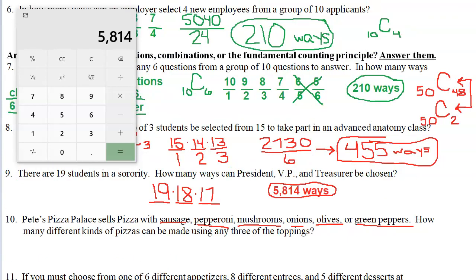So if you call in and you say, hey, I would like a pizza with mushroom and pepperoni and sausage. That sounds delicious, actually. You're going to get the same pizza as if you called in and said, I want a sausage and pepperoni and mushroom pizza. Order doesn't matter in how you request the toppings. You're going to get the same pizza. So it is going to be a 6C3.